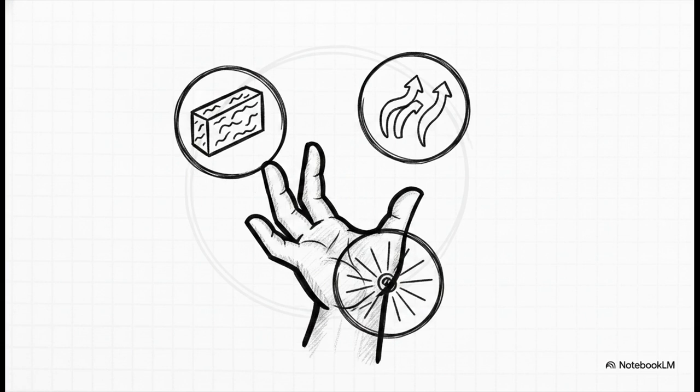Think about it. Most conduction problems have a convection boundary you've got to deal with, and most convection problems actually rely on radiation and conduction just to deliver energy to the surface in the first place. You're constantly juggling two or even all three of these modes at the exact same time.